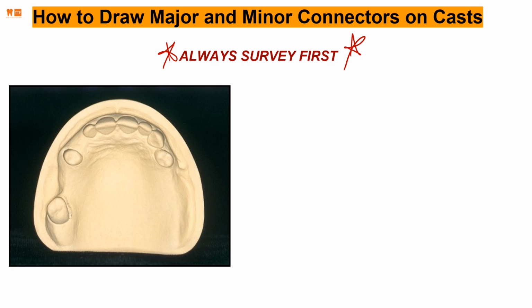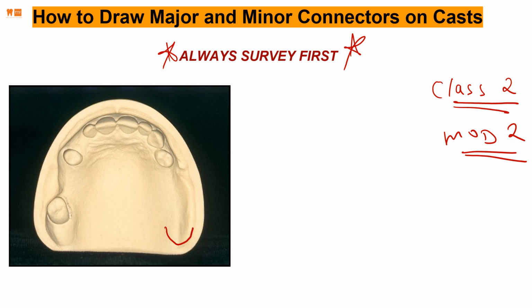So first of all, let's identify what this is. This is a class 2 mod 2, right? Class 2 unilateral posterior, and then 2 mods. Okay. Essentially, this is a distal extension case. Okay. So what we need, and I'll draw the other things in black here. First of all, we need to identify that it's the upper. So let's identify the edentulous and then the dentate areas according to the steps.